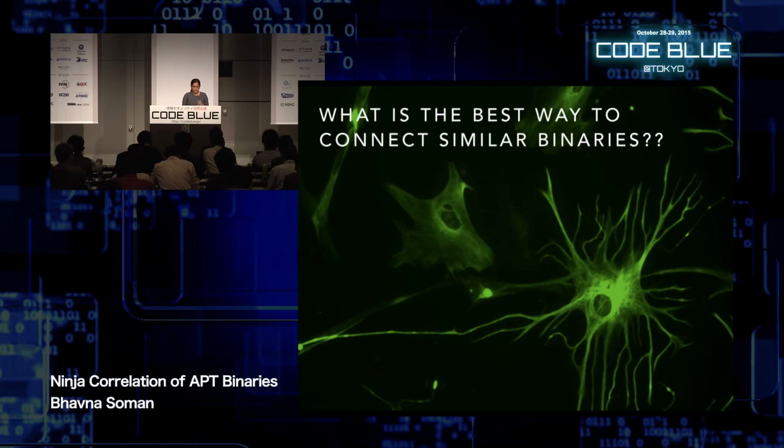So our first candidate in such an algorithm was the imp hash algorithm. It is a pretty simple algorithm. It just calculates the MD5 hash of the import address table of a PE binary. It was proposed by a US company called Mandiant in 2014.